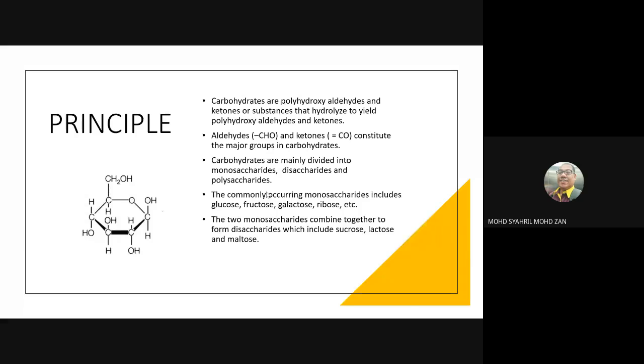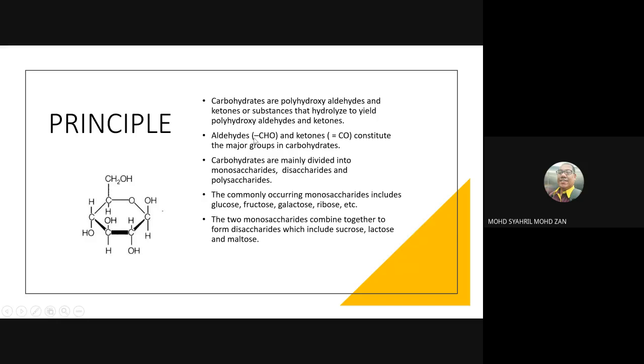Alright, the principle behind the experiment. Before that, you have to know about a carbohydrate. Carbohydrates are polyhydroxyaldehydes and ketones, or substances that hydrolyze to yield polyhydroxyaldehydes and ketones. Which means that carbohydrates have two types of substance, a ketone and an aldehyde. So what is an aldehyde and what is a ketone?